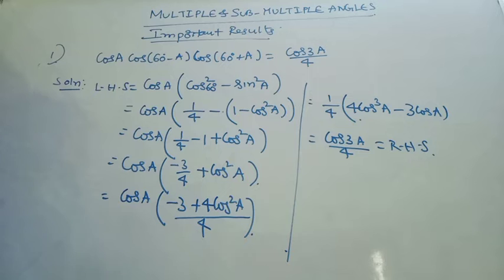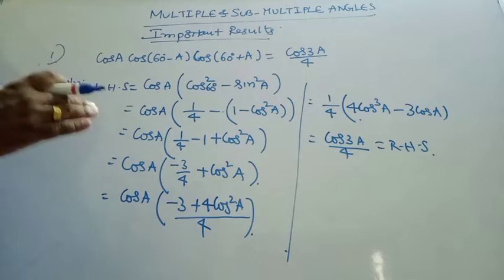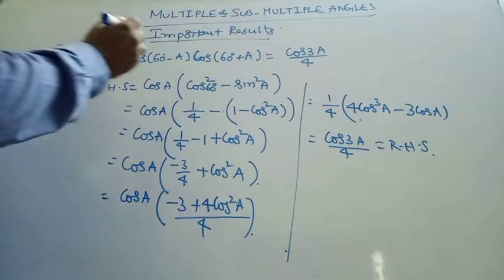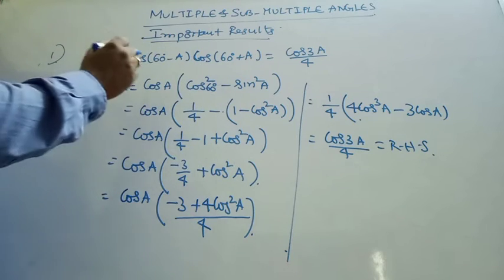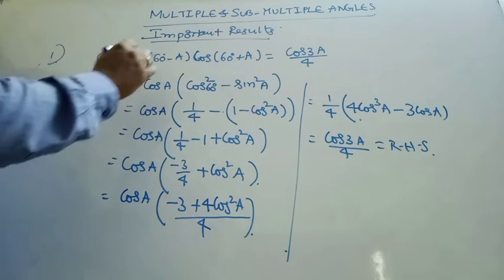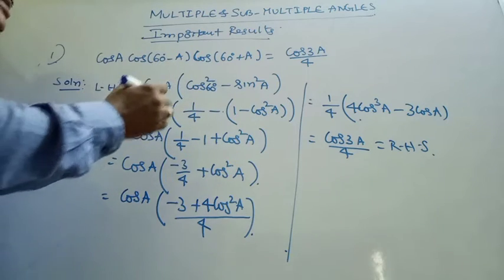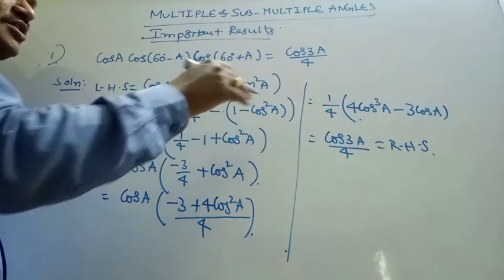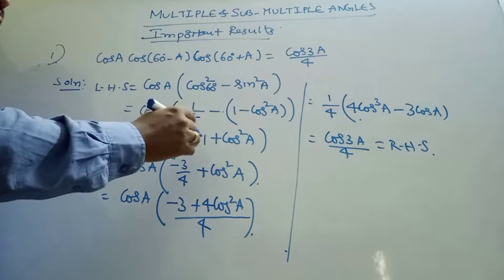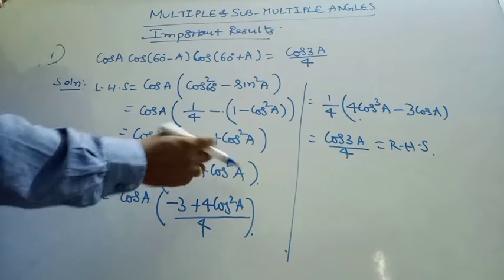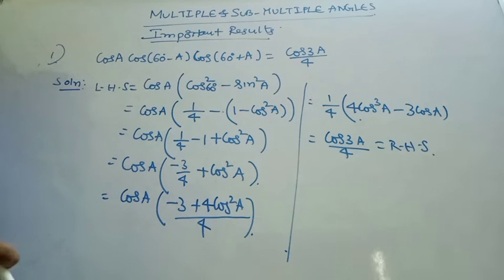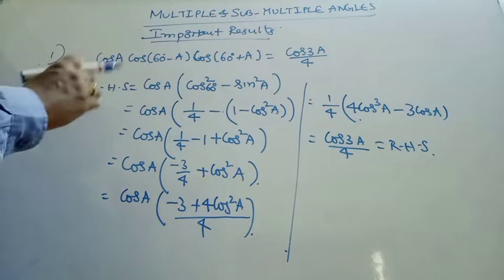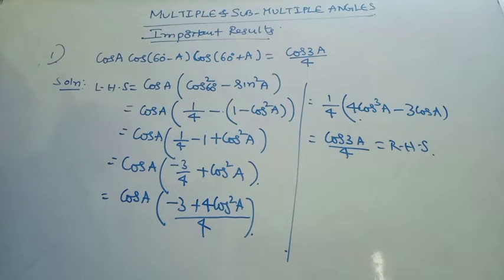It's a wonderful result. This result we use in many situations, and for many problems also we use this result, and the proof is very simple. We just applied cos(A − B) into cos(A + B), that is nothing but cos square A minus sin square B. Cos square 60 minus sin square A. This is now cos A into 1 by 4 minus of (1 minus cos square A). This is now 1 by 4 minus 1 plus this, minus 3 by 4 plus cos square A. Just multiplying, and we have got cos 3A by 4, right? We have taken the left hand side and we got the right hand side very neatly.